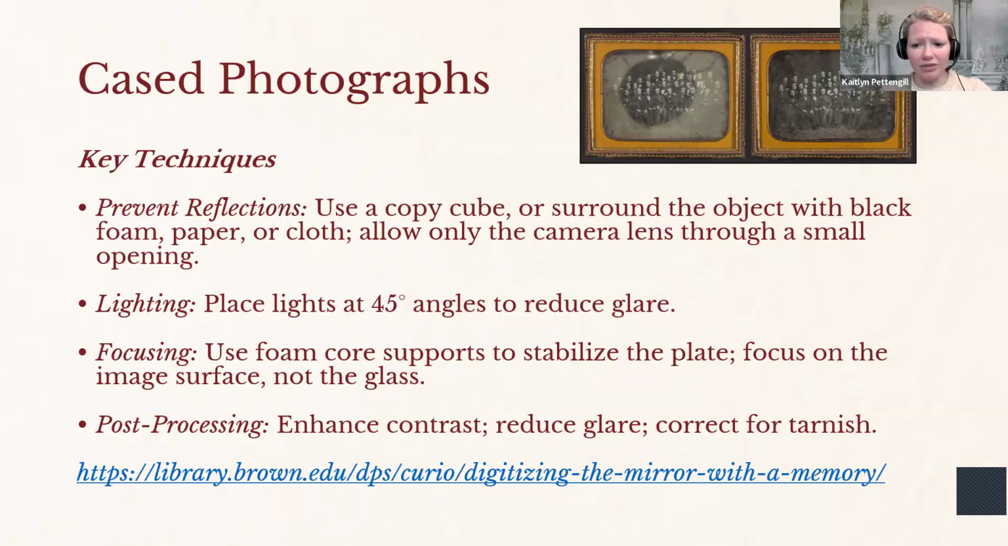Lighting placement also really matters. You want to make sure to position any lights that you have at 45-degree angles, which can really reduce the glare while still providing good illumination. And finally, with a camera or an SLR, you want to make sure that you are focusing carefully. The camera might try to focus on the glass, but what you're interested in, obviously, is the image underneath the glass. So make sure that you're focusing on that and not on the glass right in front. And that link at the bottom is from Brown University, and there's more information there on getting a good image of a mirrored surface.